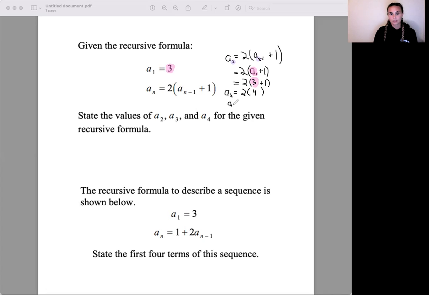And then, so that means that a sub 2, I always say that because it functions, it's a sub 2, is 8. So I'm going to write that over here just for my reference, because I'm going to start collecting sequence numbers as I go. So I know a sub 2 equals 8.